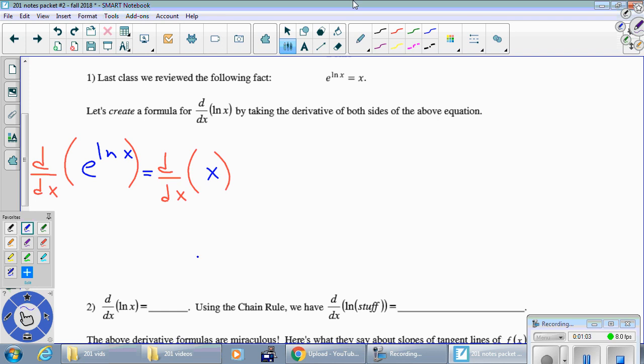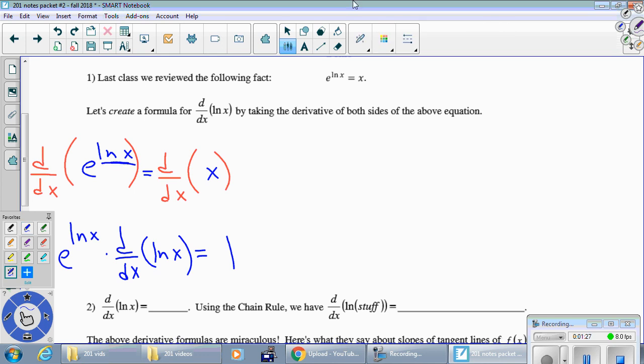Okay, the right-hand side is easier. Let's start there. The derivative of x, that's just 1. But the left-hand side is tougher. This is e to the stuff. Now, we know how to do the derivative of e to the stuff. It is e to the stuff times the derivative of the stuff. And the stuff in this case is that power, ln of x. So that was e to the stuff, and then times the derivative of the stuff.